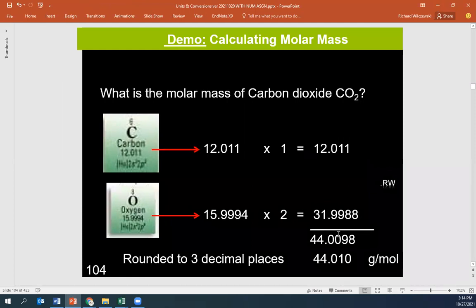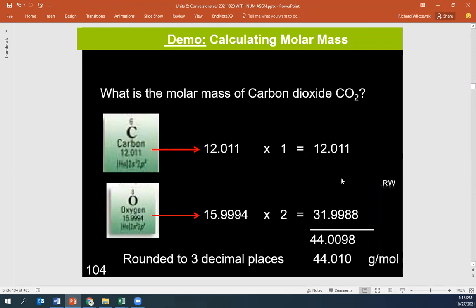When you do that, you get 31.9988. Then you have to add them up. So you draw a line, which indicates you're adding things up. And then when you add them up on your calculator, you get 44.0098. And we need to round that to 5 significant figures. So it becomes 44.010 grams per mole.